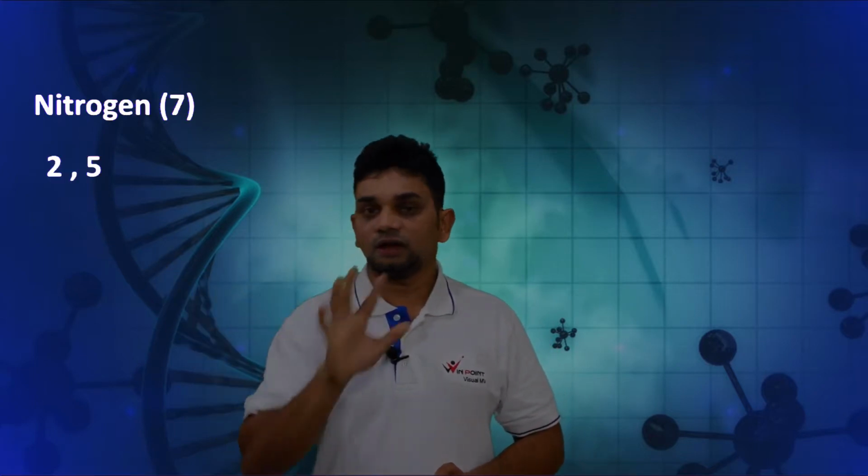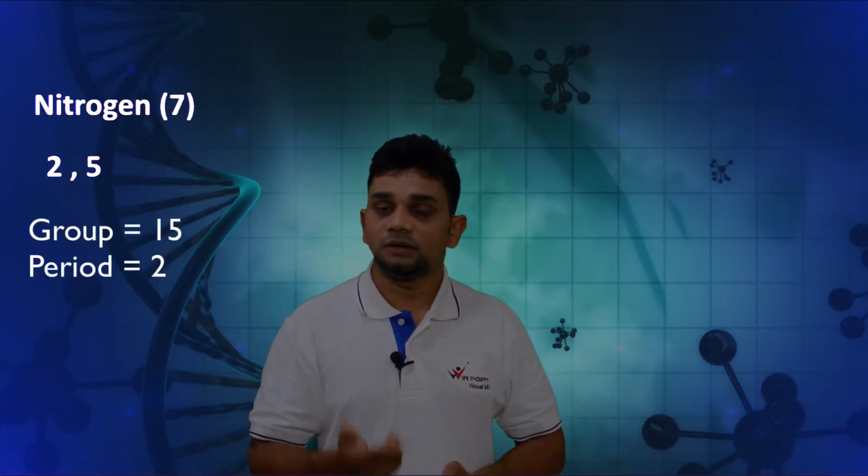Nitrogen 7 is the atomic number. The electronic configuration is 2, 5. In the outermost shell there are 5 electrons. Then what will be the group number? It will be 15. What will be the period number?